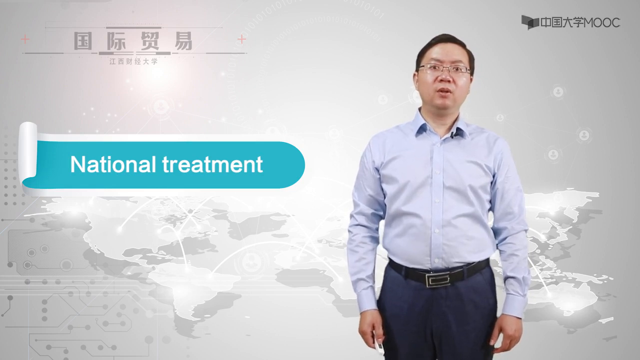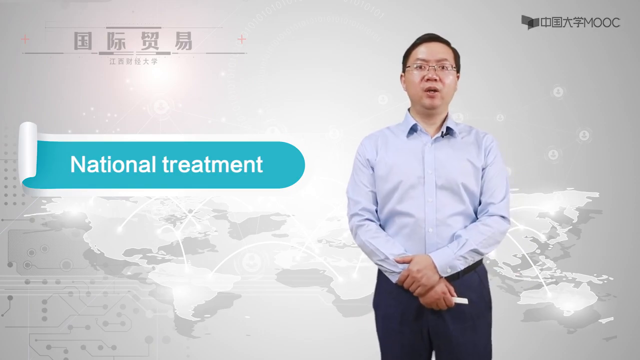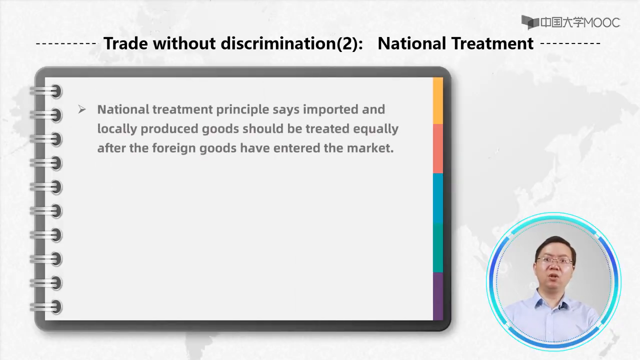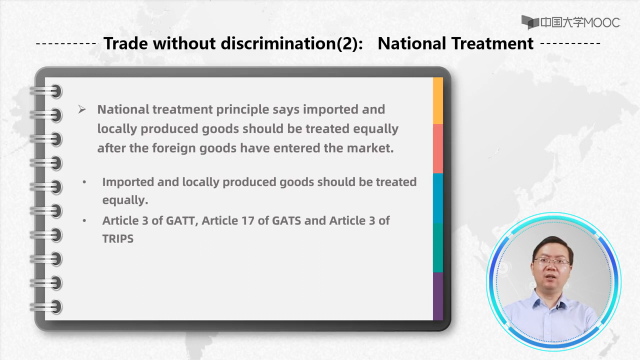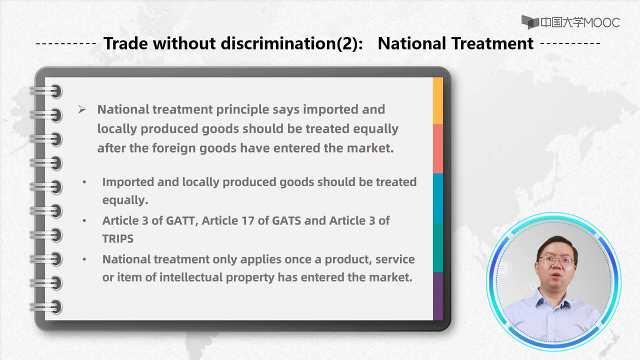The other sub-principle of non-discrimination is national treatment, which means treating foreigners and locals equally. This principle says imported and locally produced goods should be treated equally after the foreign goods have entered the market. The same should apply to foreign and domestic services, and to foreign and local trademarks, copyrights, and patents. The national treatment principle is reflected in Article 3 of GATT, Article 17 of GATS, and Article 3 of TRIPS. National treatment only applies once a product, service, or item of intellectual property has entered the market. Therefore, charging customs duty on an import is not a violation of the national treatment principle.